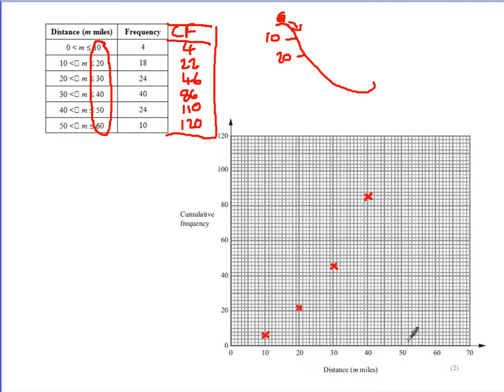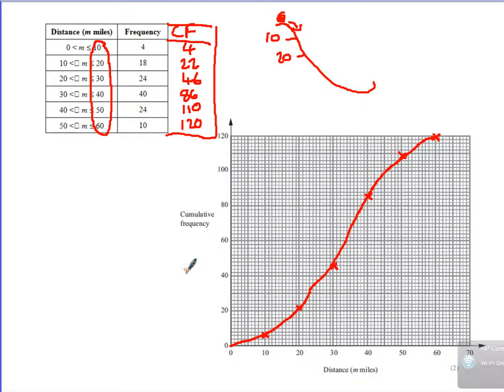At 50, 110. And at 60, 120. Then I've got to draw a curve. Now your attempt will be better than mine. I decided to do it on a computer, so it should be a bit better curve than what mine's turned out to be. So this bit should be a bit straighter, but you get the idea anyway.